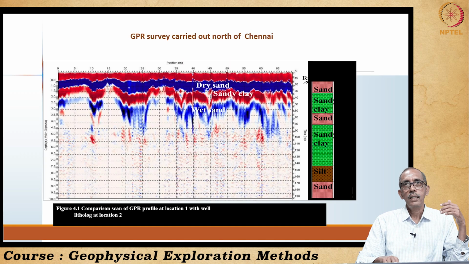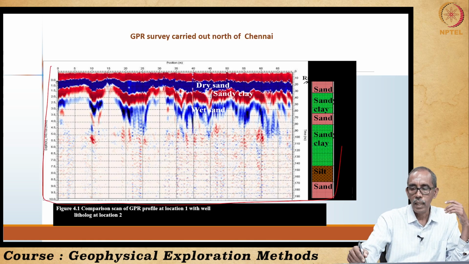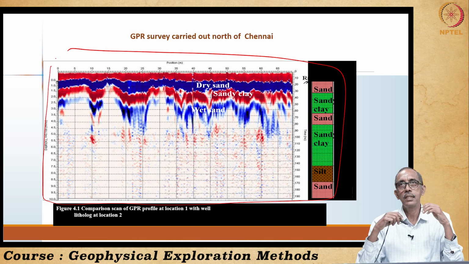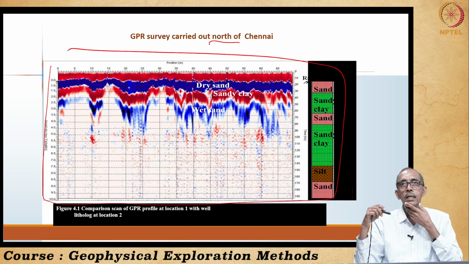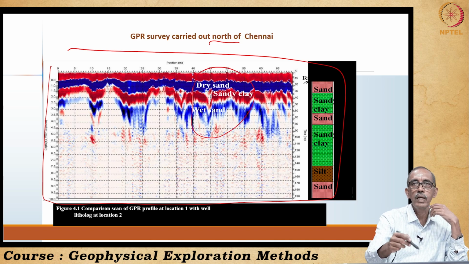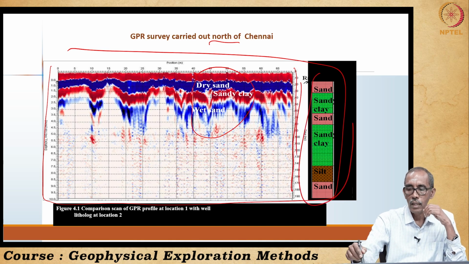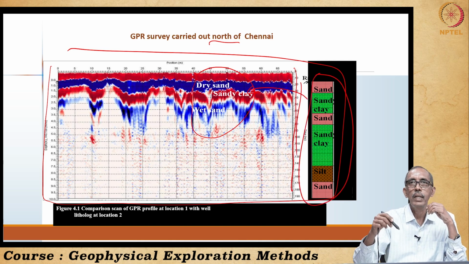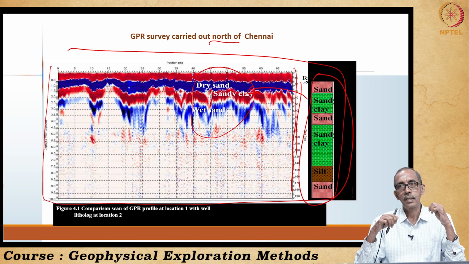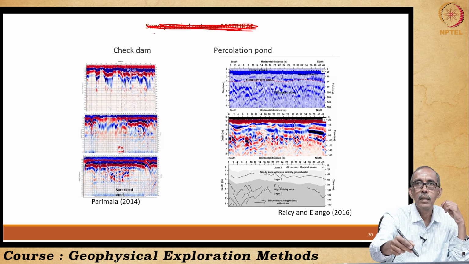So, in another survey which was carried out near Chennai, this is the ground penetrating radar image obtained very close to the city of Chennai, just north of the city of Chennai, right? Using the ground penetrating radar, we could understand the stratigraphic variation. With the borehole drilled adjacent to this location, we could also arrive at the lithological log, which reasonably compares with the cross section arrived from the ground penetrating radar.